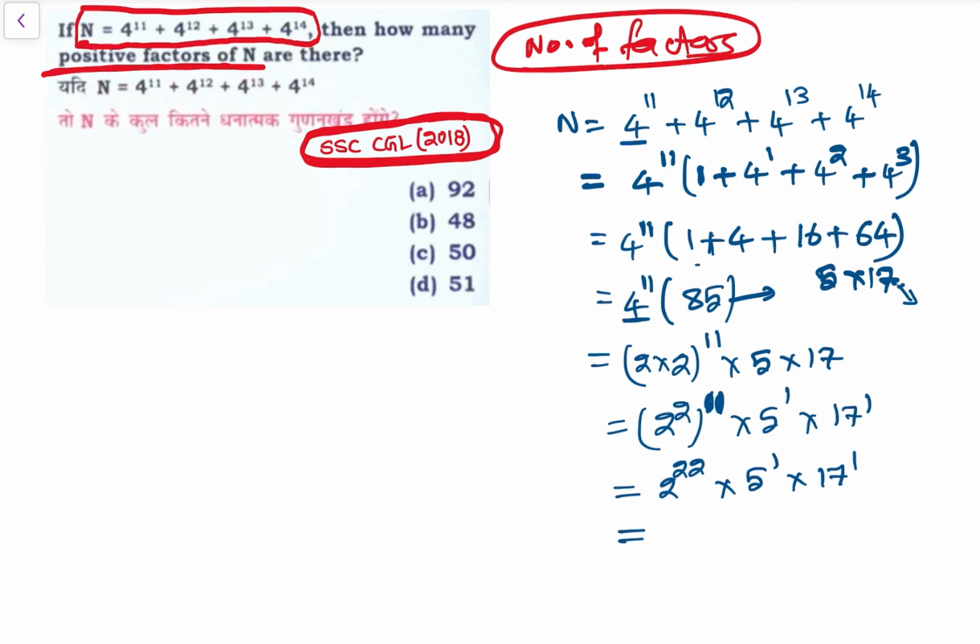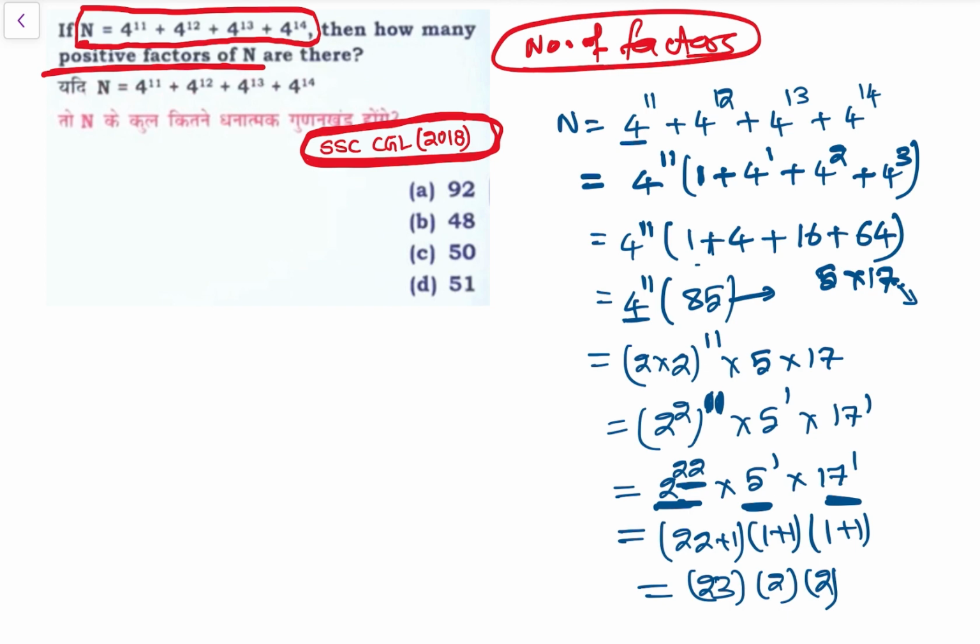Now we need the number of factors. All of these are prime numbers, so that is 22 plus 1 into 1 plus 1 into 1 plus 1, so that is 23 into 2 into 2. 23 twos are 46, 46 twos are 92, so 92 will be the number of factors. Now see what we are doing. In the end, the concept is that we need to get the prime factorial form.